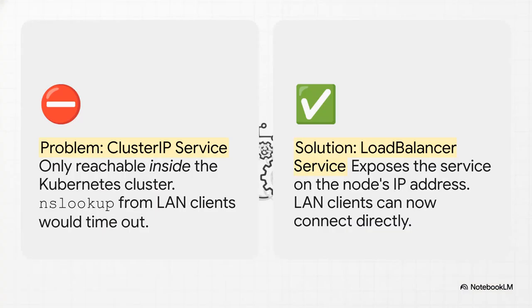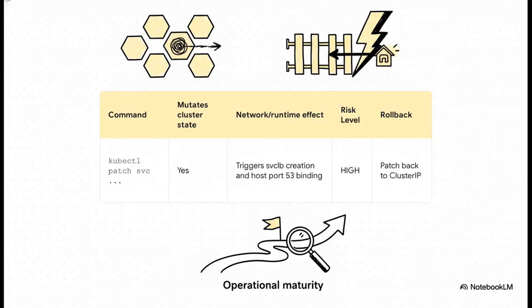So what's the deal? Well, the default service type in Kubernetes, cluster IP, is exactly what it sounds like. It's only reachable inside the cluster. Any client on your LAN trying to send a lookup, it's just going to time out. The fix, and you're going to love this, is surprisingly simple. It's just one kubectl patch command to switch it to a load balancer service, and boom, it's live on the host's IP.